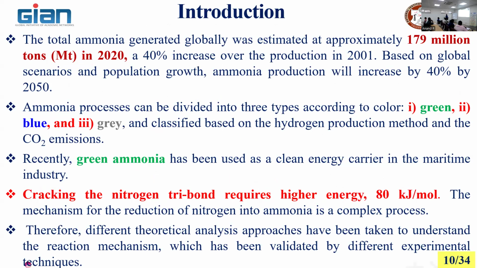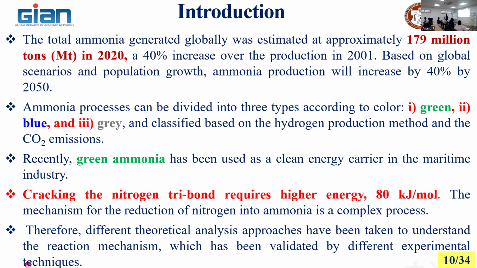So the total ammonia generated globally was estimated at approximately 179 million tons in 2020. With a 40% increase of the population growth, naturally the fertilizer used for increasing the crop yield also increases. The population growth is directly proportional to the amount of ammonia consumption.